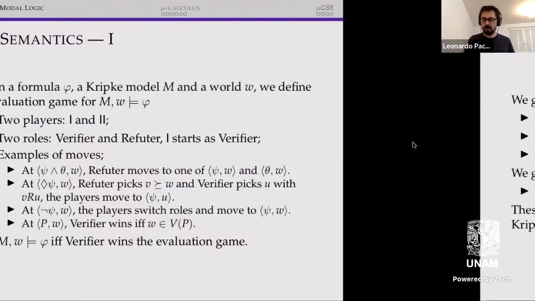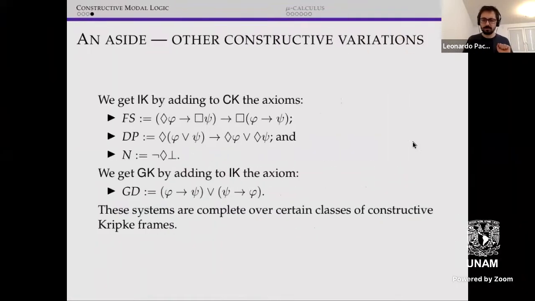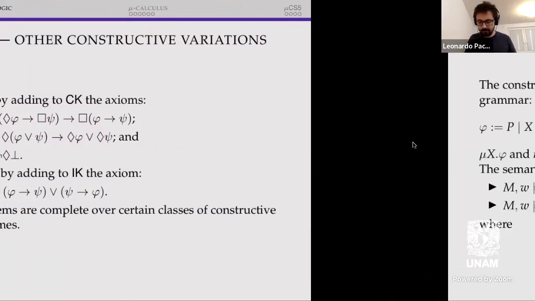So, okay. Before we go to the mu calculus, one little aside. There are lots of variations of constructive modal logics. I picked CK because it's the most basic, but you also have two others that are quite famous. You have intuitionistic K, that has these other axioms here, and you have Gödel K, that has a linearity axiom, and all of these are going to be complete over certain classes of constructive Kripke frames. But we won't go into this today.